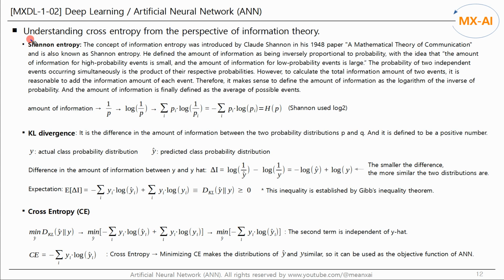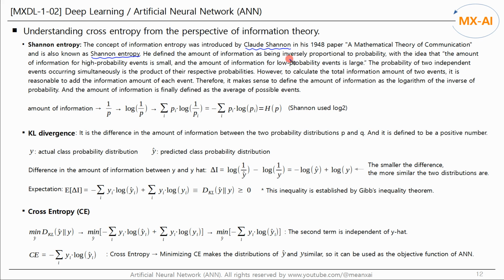Next, let's understand the cross-entropy from the perspective of information theory. The concept of information entropy was introduced by Claude Shannon in his 1948 paper, A Mathematical Theory of Communication, and is also known as Shannon entropy. In information theory, the entropy of a random variable is the average level of information, surprise, or uncertainty inherent in the possible outcomes of the variable.